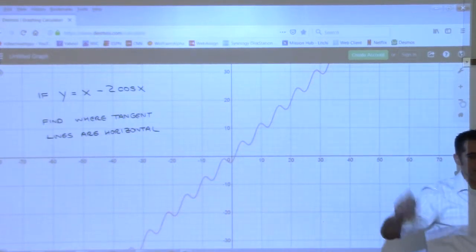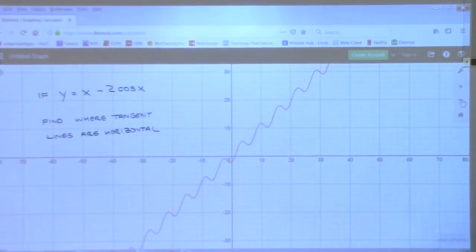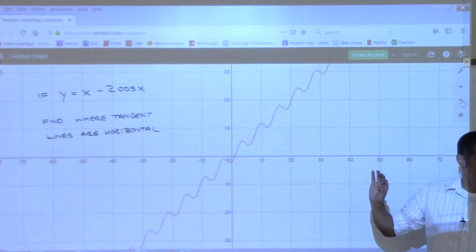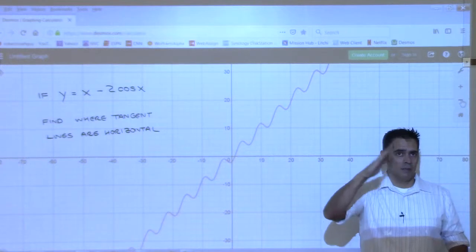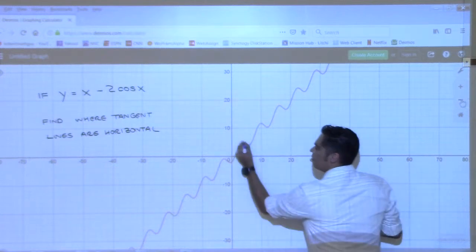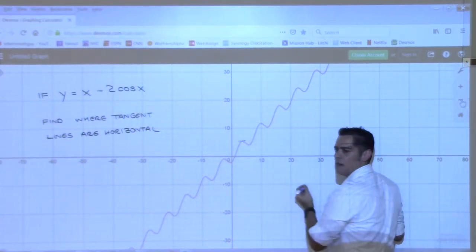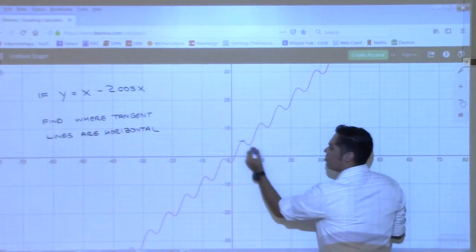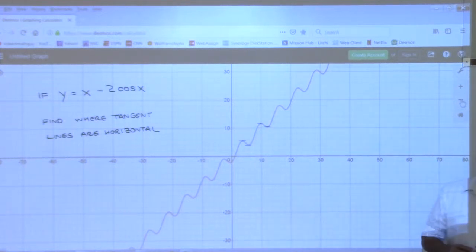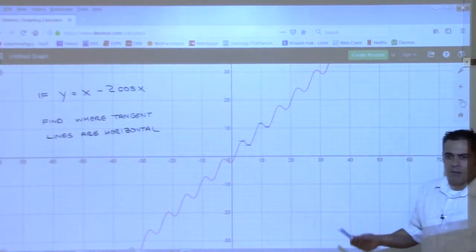All right? I would like for you to tell me where the tangent lines are horizontal. That means I want you to tell me at what x value would I go to the graph and find a horizontal tangent line. So horizontal means flat, right? So slope would have to be what, 0? So I'm talking about like right here. You see how the slope of the tangent line is 0 there? I'd like to know where that happens. I also want to know where that one happens, and that one, and that one, and all of them, because there's an infinite number of them, right? So where do they happen?